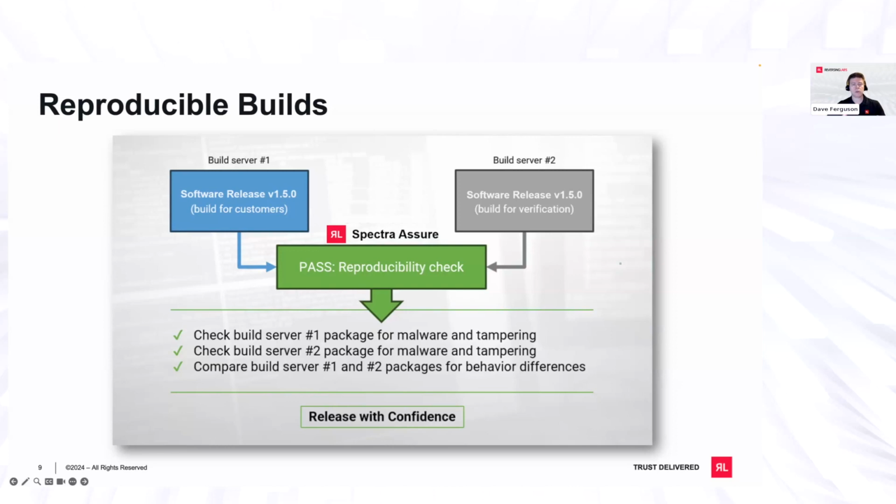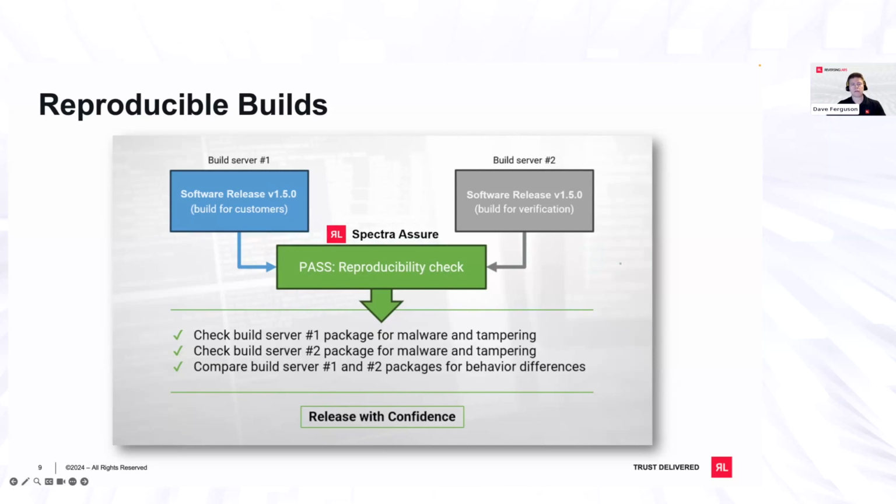Spectra Assure provides built-in capability to do the reproducibility checks. In other words, we'll compare the software release built from build server 1 and the software release from build server 2, and check them for any changes in malware or any changes in behaviors, which would indicate tampering.